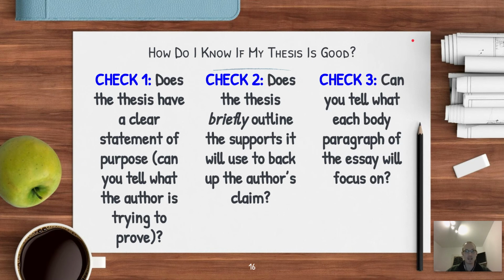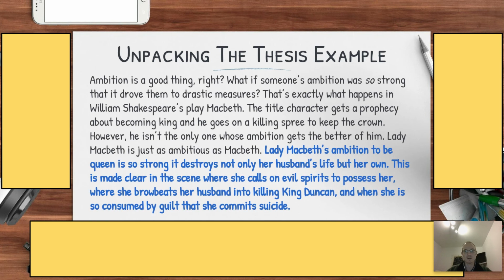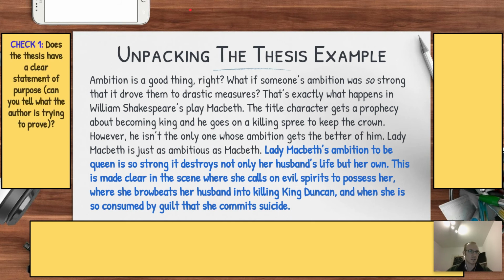We're going to now take these 3 checks and apply them to that paragraph that I showed you, and specifically the thesis. So again, focusing on just the part that's in blue, check number 1 was, does the thesis have a clear statement of purpose? Can you tell what the author is trying to prove?